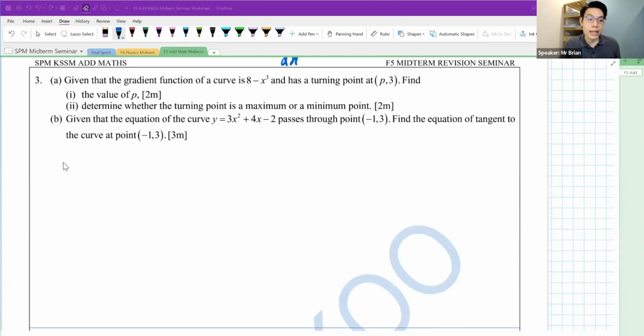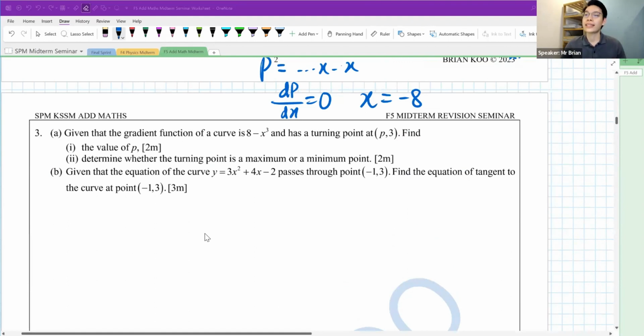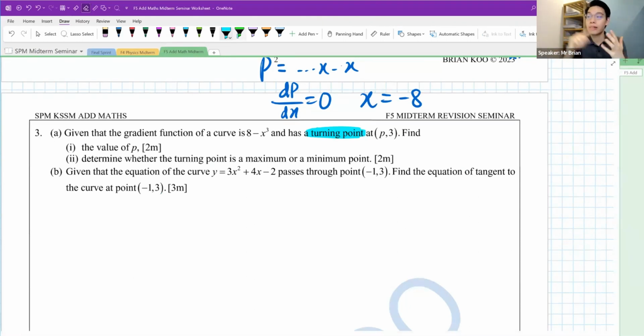Okay, next one, number 3, question A. Quick one. What is the keyword? Turning point. The keyword is turning point. Very good. You see turning, stationary, maximum, minimum, inflection. That is your keyword.